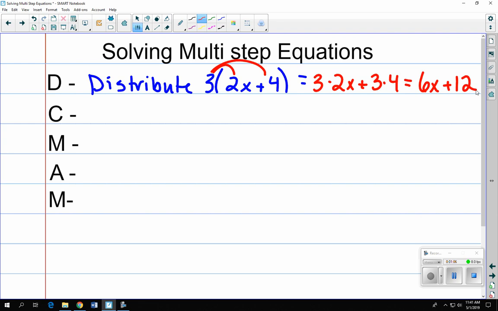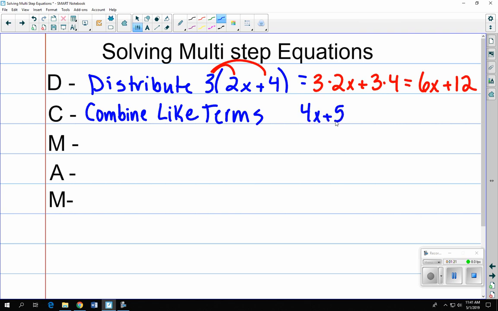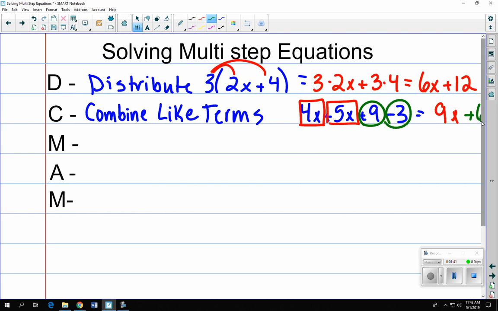Next step is to combine like terms. And in order for us to combine like terms, they need to be on the same side. So for example, if I give 4x plus 5x plus 9 minus 3, the like terms that we start off with are 4x and a positive 5x. So 4x plus 5x gives me my 9x. And then the second terms that I talk about are a positive 9 and a negative 3, which would give me a positive 6.